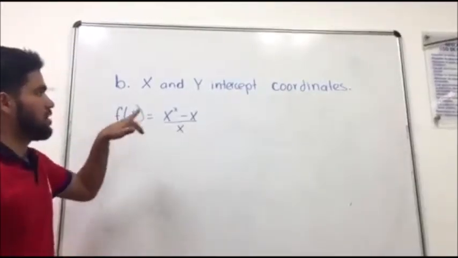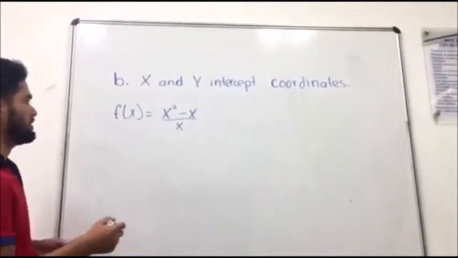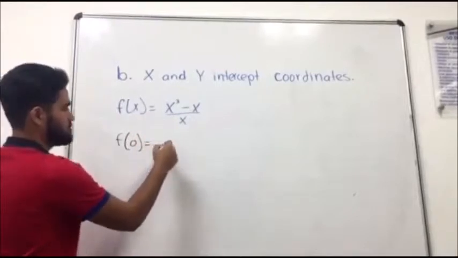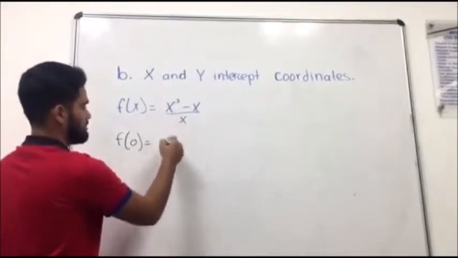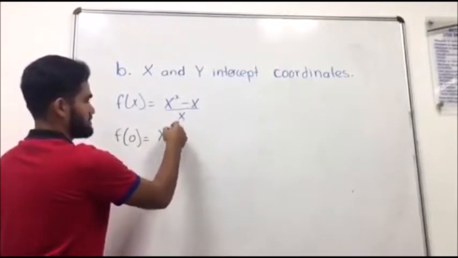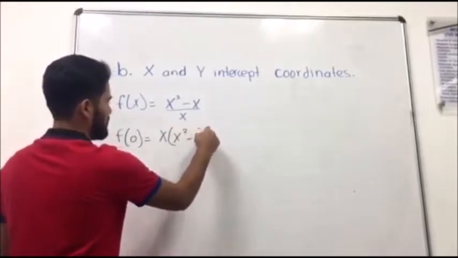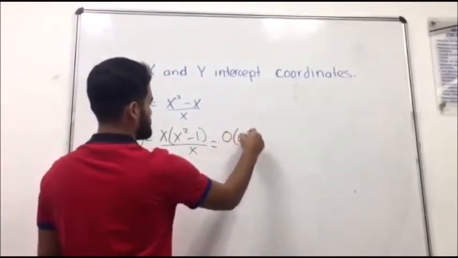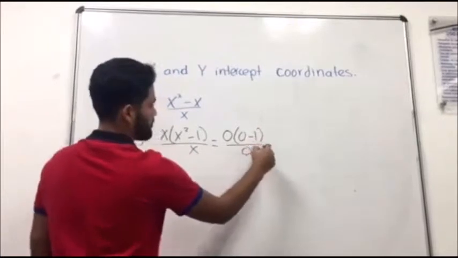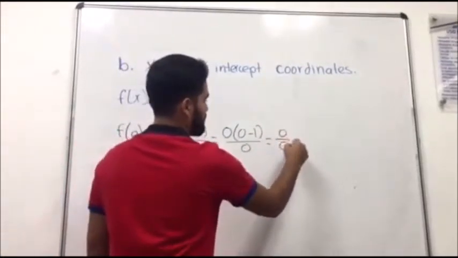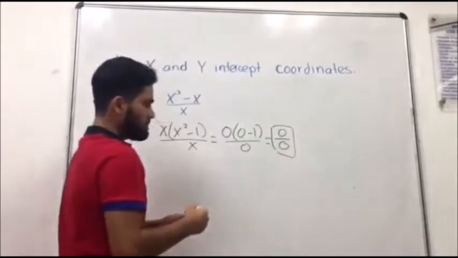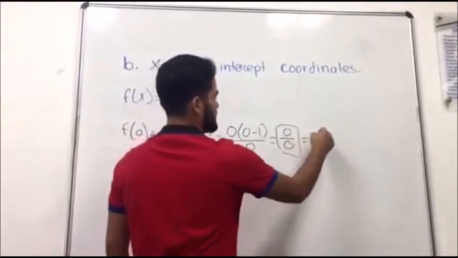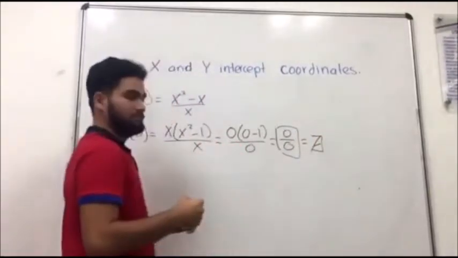Then to obtain the y-intercept, we have to evaluate f of 0. We factorize this: f of 0 is equal to x times x squared minus 1 over x, and this is equal to 0 times 0 minus 1 over 0, that is going to be 0 over 0. So in this case, there is a gap in this function, so there isn't a y-intercept.